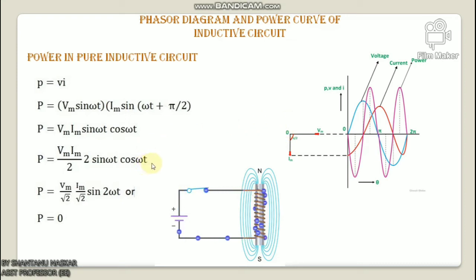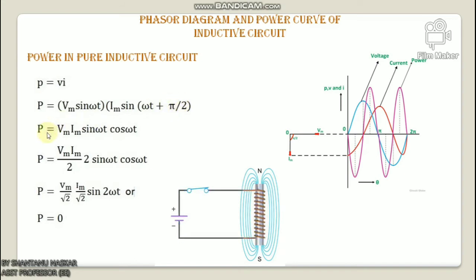So the instantaneous power in the inductive circuit is given by P equals Vi, and we can write P equals Vm sin omega t, Im sin omega t plus pi by 2, because this current lags the voltage by an angle pi by 2.